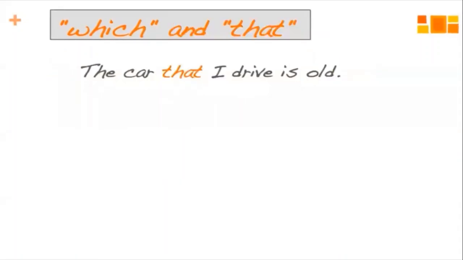So let me show you another example, right? The car that I drive is old. What is the relative clause? That I drive is old. All right, good. That's the relative clause. Now, is this clause defining or non-defining? Defining. Great. And is this subject or object? Object. Great, right? So guys, we are so perfect.